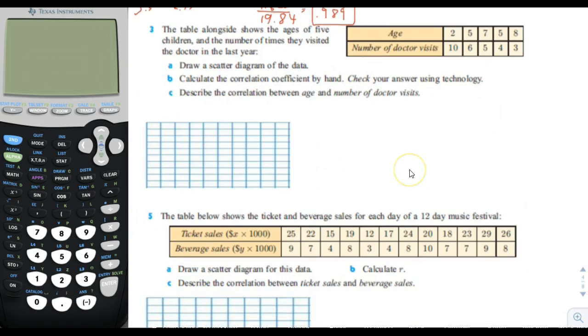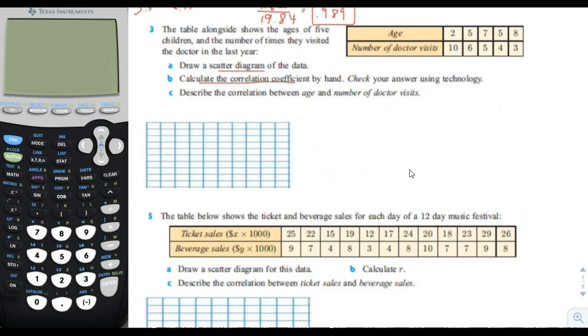Okay, now number 3, it's only got 5 points. We can calculate the correlation coefficient by hand, just like we did last time. So let's try to do that again. First thing we're going to do is draw a scatter diagram. What we're showing is the ages of 5 children and the number of times they visit the doctor, to see if maybe when they get older they visit the doctor less or something like that.